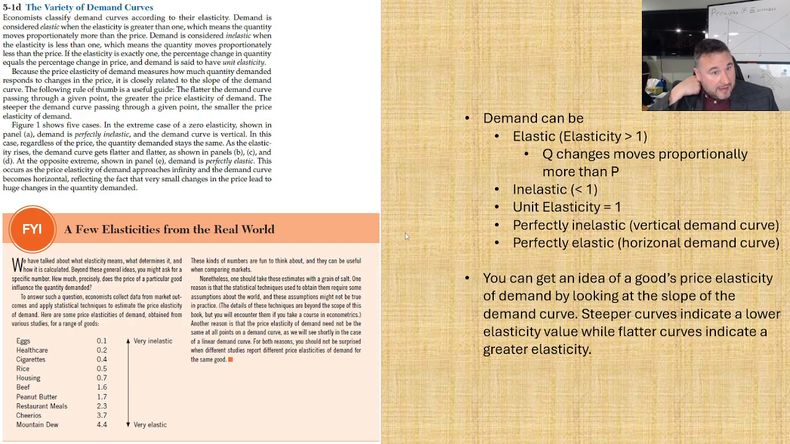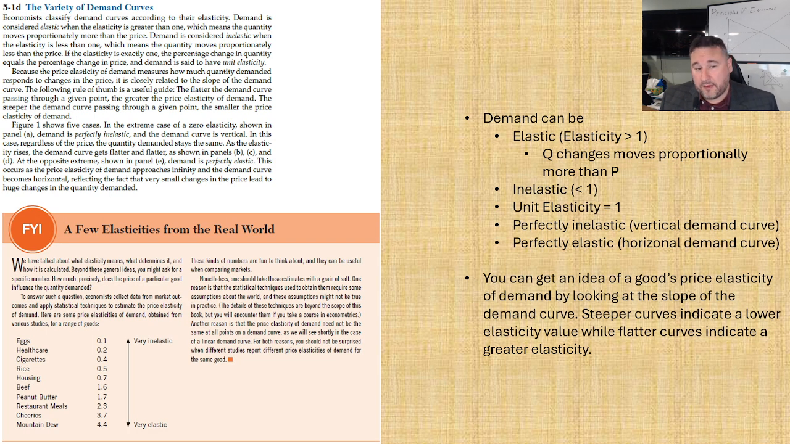So the result you get can be less than 1, exactly 1, or greater than 1. If elasticity is greater than 1, it's going to be elastic, so the quantity change moves proportionally more than the change in price. Elasticity less than 1 is sort of the opposite. Q is going to change less proportionally than P does. If the value is 1, that's unit elasticity, so it's a proportional change in both.